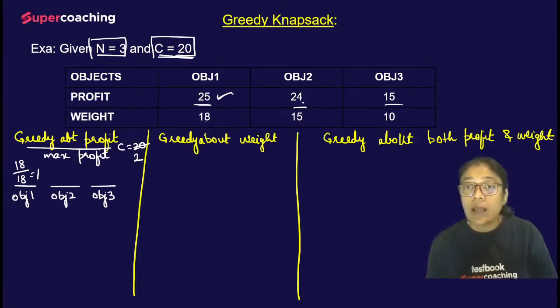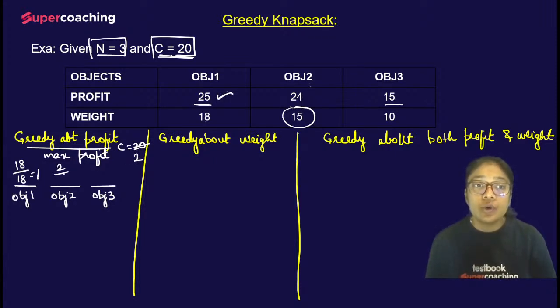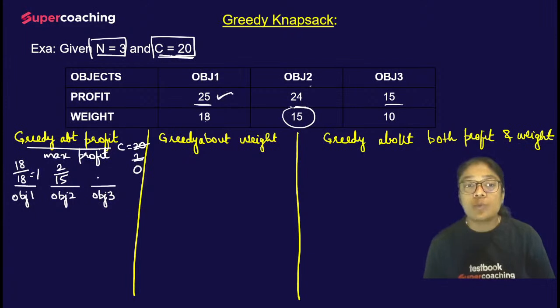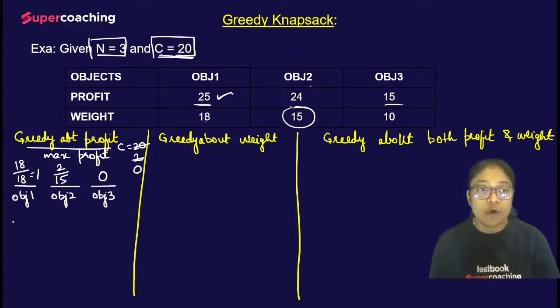Now it will look at the other two objects. Maximum profit is associated with object 2. The total weight of object 2 is 15, but how much capacity is remaining? That is 2. So it can carry 2 units out of the available 15 units. So the capacity becomes 0. This means object 3 is not taken at all. So the objects are taken. Now let's calculate the profit.